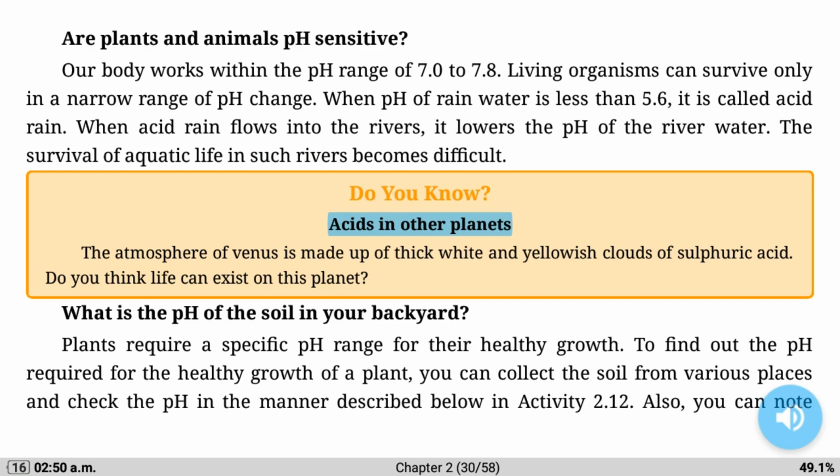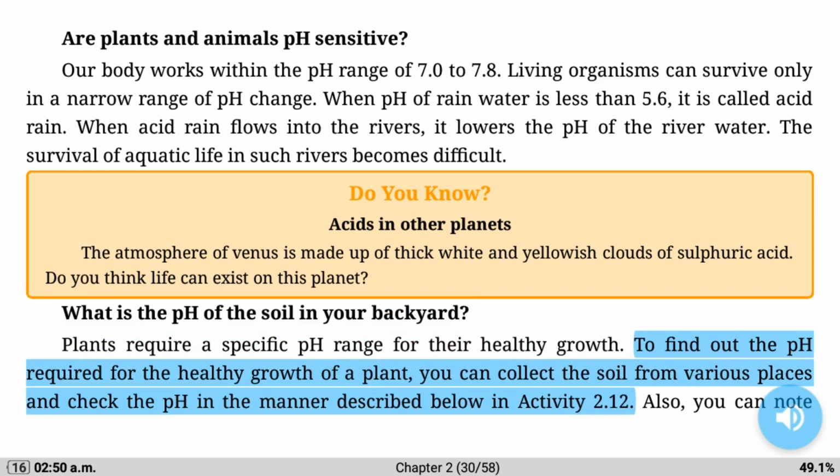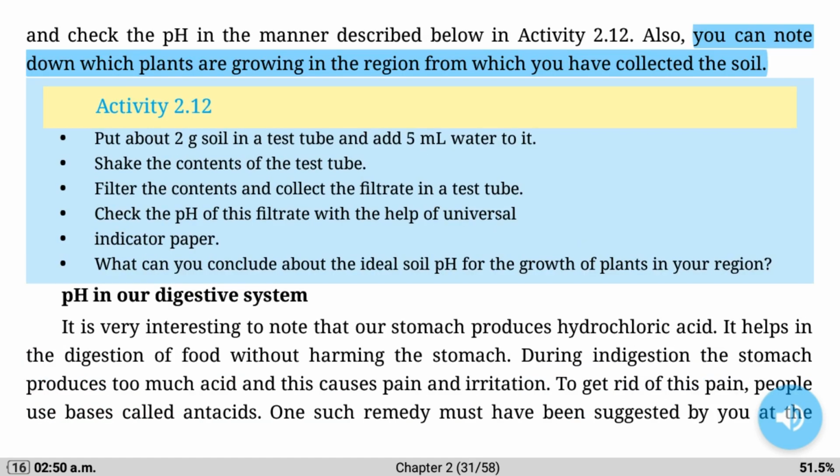Do you know? Acids in other planets. The atmosphere of Venus is made up of thick white and yellowish clouds of sulphuric acid. Do you think life can exist on this planet? What is the pH of the soil in your backyard? Plants require a specific pH range for their healthy growth. To find out the pH required for the healthy growth of a plant, you can collect the soil from various places and check the pH in the manner described below in activity 2.12.